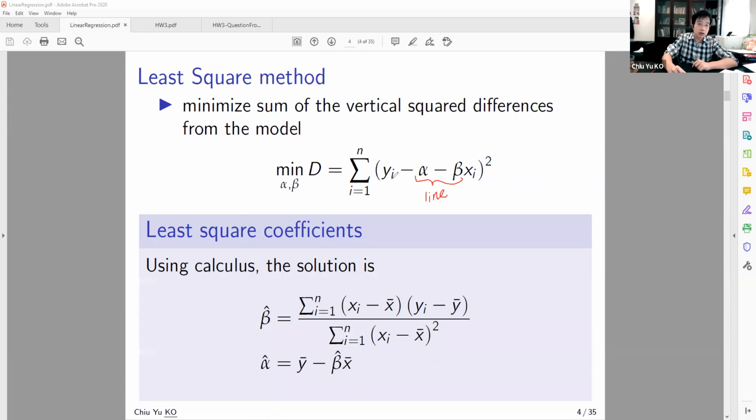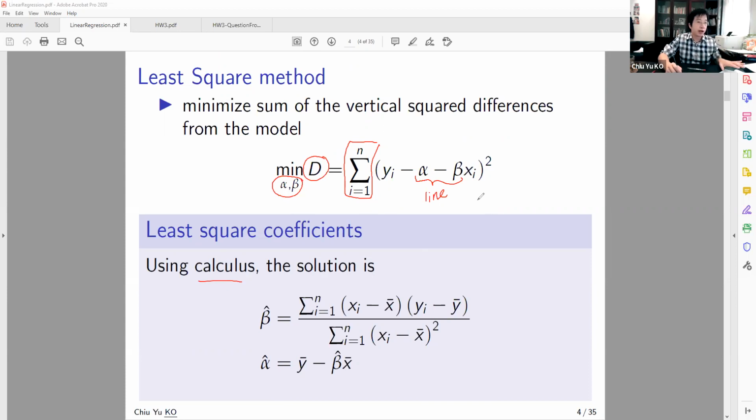The distance between the point and the line is squared, so you don't need to worry about up and down. You add up all n data points in square, and we call this the distance. We try to minimize this by choosing different slope and intercept, just to find the line that best fits everything here, and we'll do calculus.